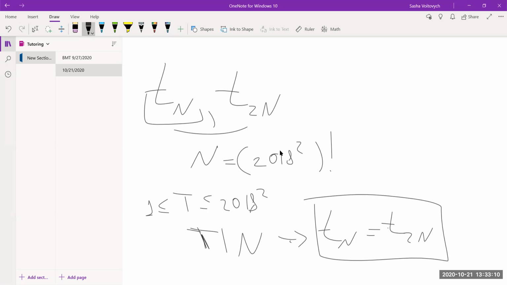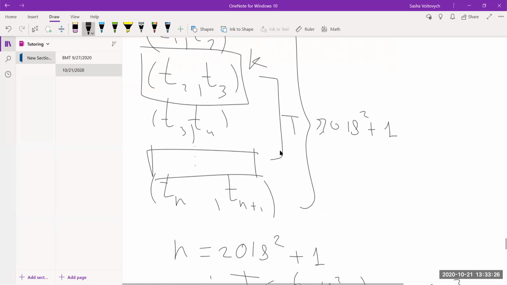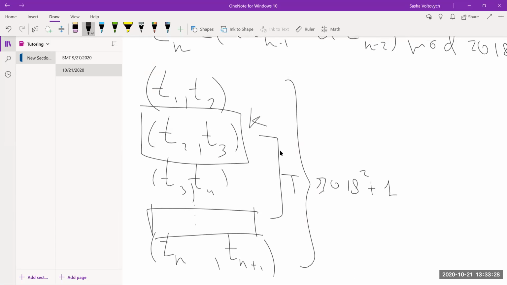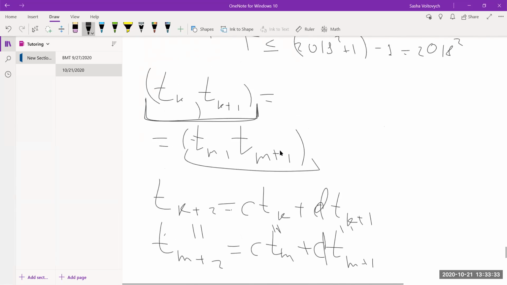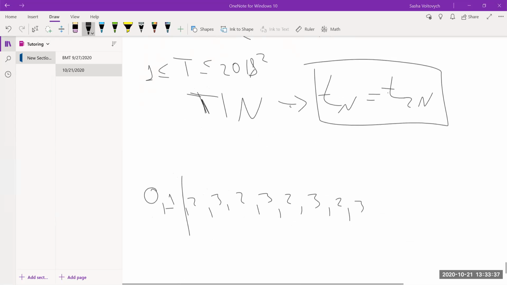Okay, so this is just another problem involving periodic sequences. But this time, the next term is determined by two previous ones. And because t doesn't have a lot of possible values, we can estimate the value of its period. It is less than or equal to 2018 squared. Then for sure it divides n, and we win, basically. Okay, so this was the 2018 tiebreaker.